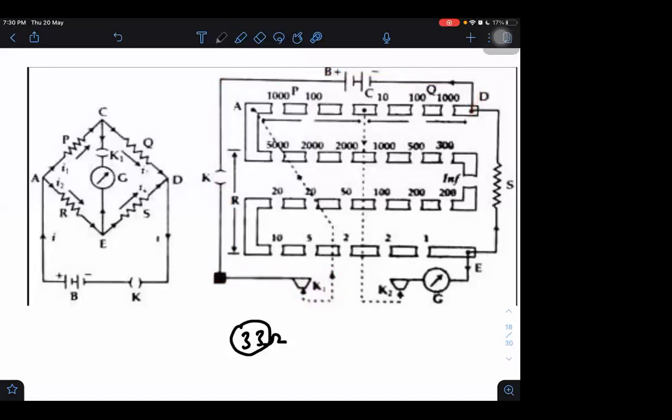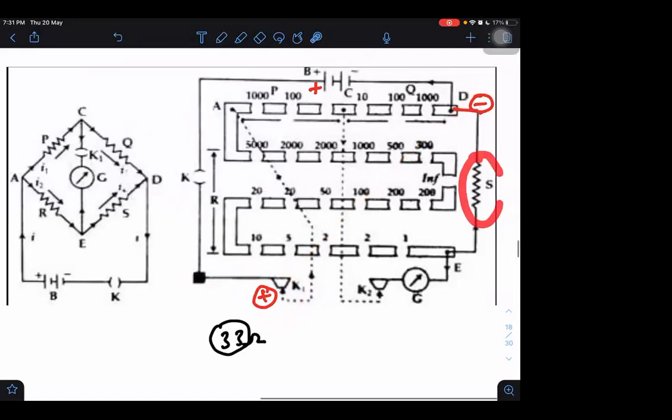So finally, which is the positive terminal here? This is the positive terminal because it is connected to positive. And the other end, the negative terminal, is D. See, what a strange connection, positive terminal and negative terminal diagonally. This is the unknown resistance. S is the unknown resistance here. This is to be determined. It is unknown.